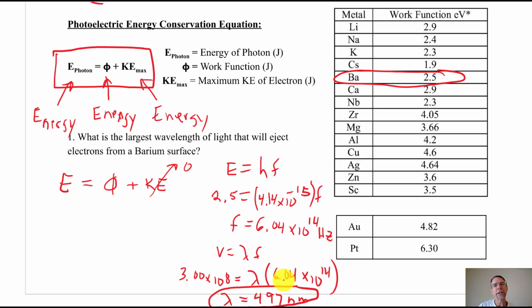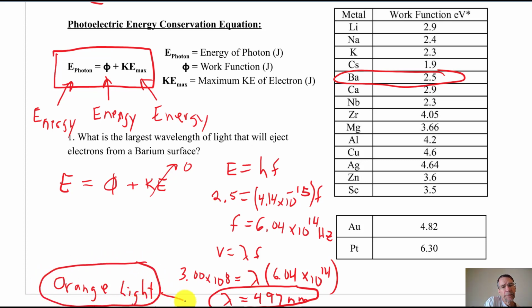And if you look in tables, there's a table on the next page. That wavelength is associated with orange light. You don't need to write that down. You would need a table to see that. So orange light would be the first color light that would then cause photoemission from barium. Anything beyond orange, yellow, green, blue, indigo, violet, would all then have excess energy to give the photoemitted electrons even more energy.